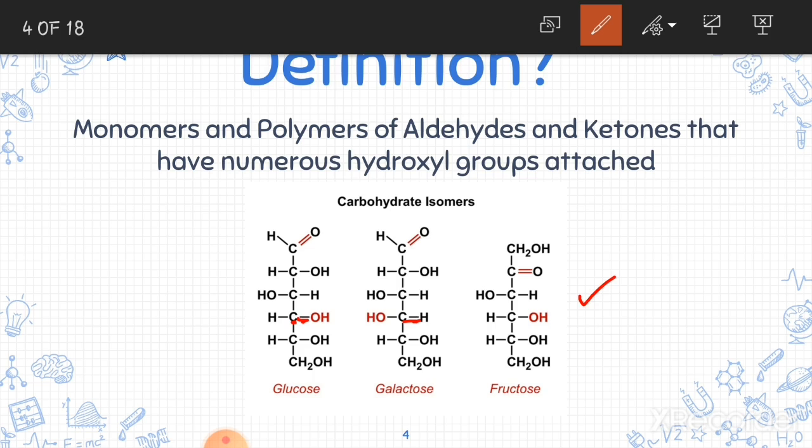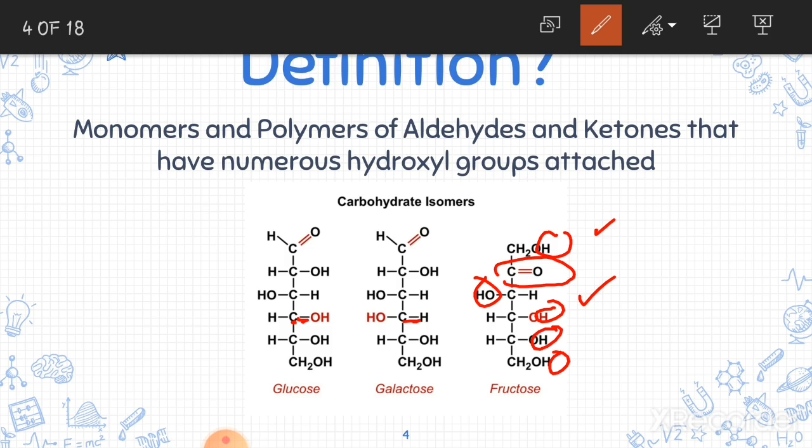The third example is that of fructose. Now this fructose is not an aldehyde, it is a ketone, because here this carbonyl group, as you may see, is present between two carbon atoms, and it is a ketone and it also has numerous hydroxyl groups attached with it, as you may see here. So it is also a carbohydrate because according to the definition, it has a ketonic group and it has numerous hydroxyl groups attached with it.